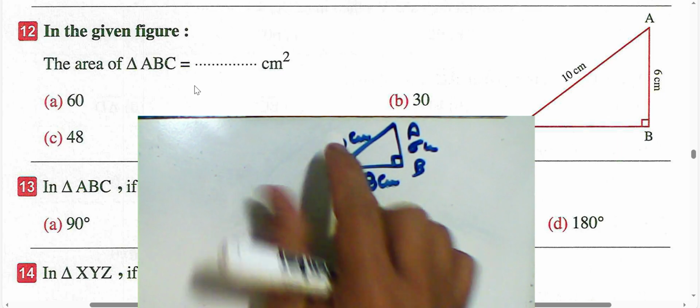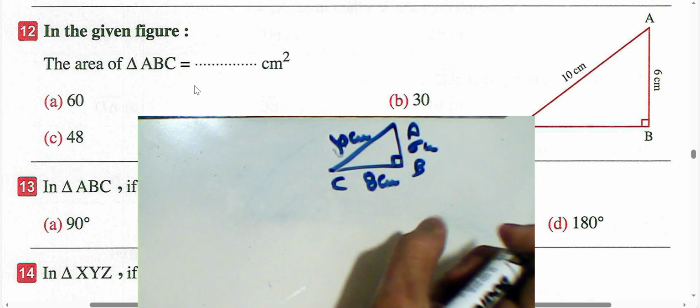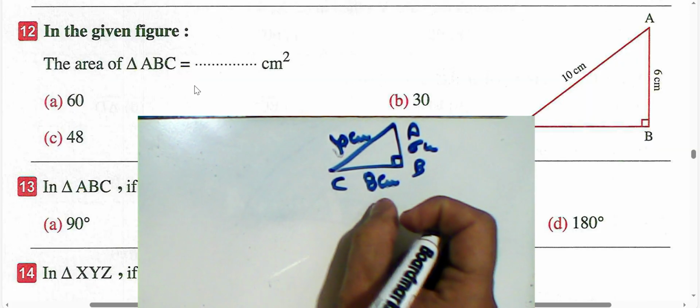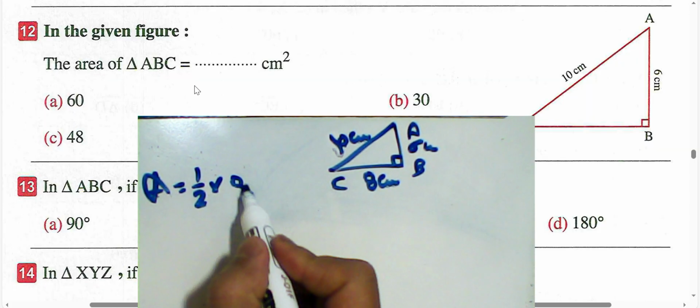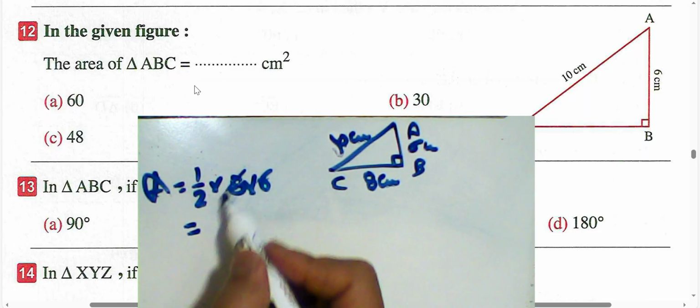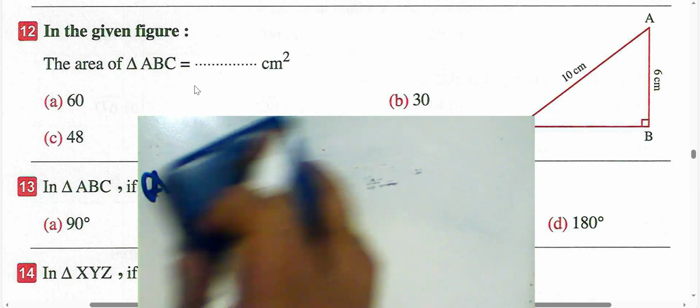10 power 2 is 100. 100 subtract 6 power 2, 36. The difference between them is 64. Square root of 64 equals 8 centimeters. The area equals half times base times height. Half of 8 is 4. 4 times 6 is 24. The area will be 24 square centimeters.